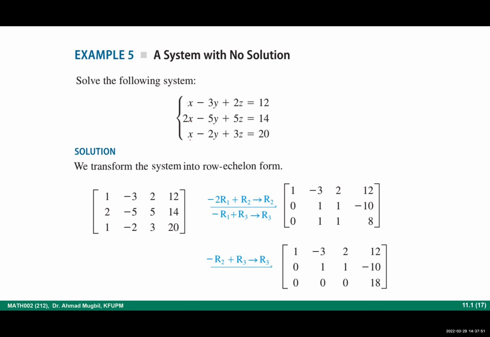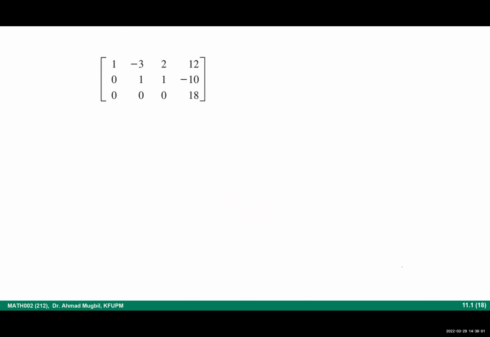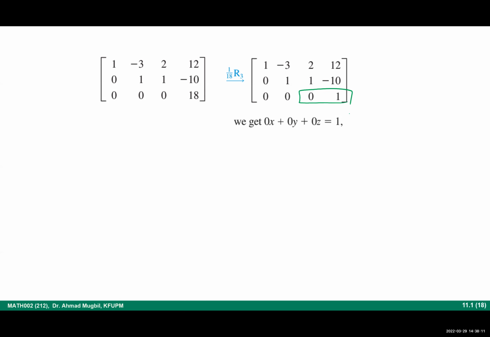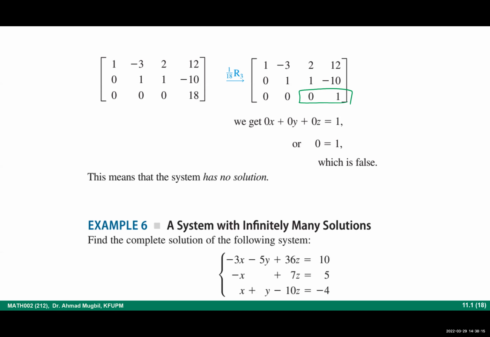Okay. Now look here at what we have. Just to make sure that you have the row echelon form, you can multiply the third row by 1 over 18 to have it in the row echelon form, if each leading entry is 1. Now we have here, of course, 0z equals 1, 0 equals 1, impossible. And this is, of course, false. It has no solution. The system is inconsistent.